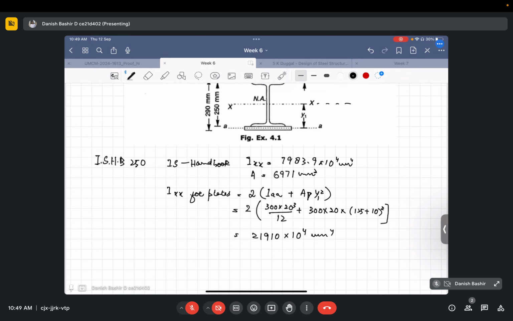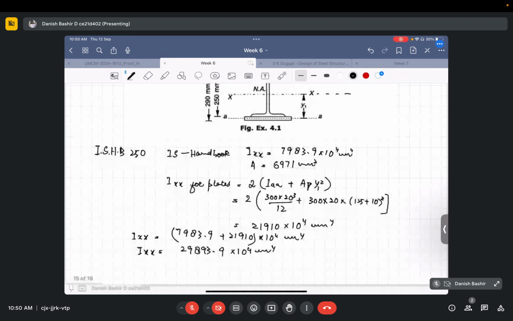So total IXX of the section will be equal to 7,983.9 plus 21910 into 10 power 4 mm power 4. Total IXX comes out to be 29893.9 into 10 power 4 mm power 4.